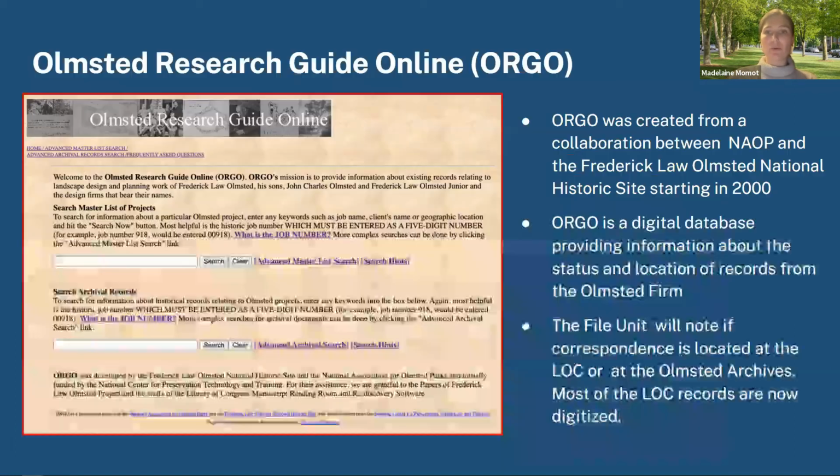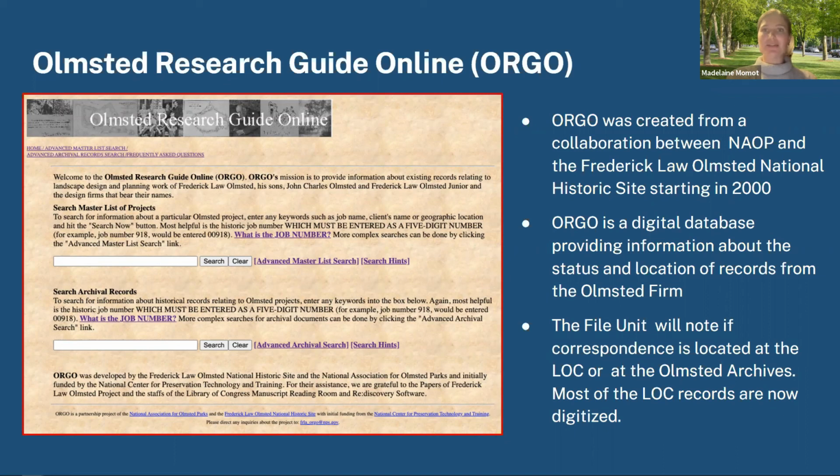And we will look at ORGO now. So this is a crucial resource for your research, which I've mentioned a couple times already. This is the Olmsted Research Guide Online, also known as ORGO. It's a digital database that was created from a collaboration between the NAOP and the Frederick Law Olmsted National Historic Site. It is a bit tricky to navigate, but once you know where to look, it will become an indispensable tool.